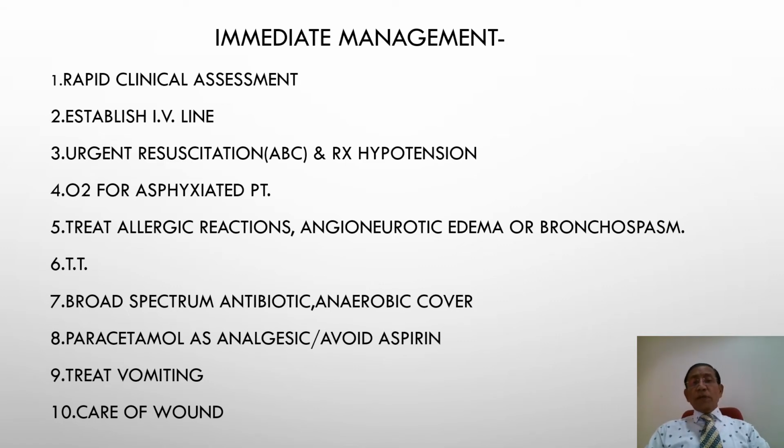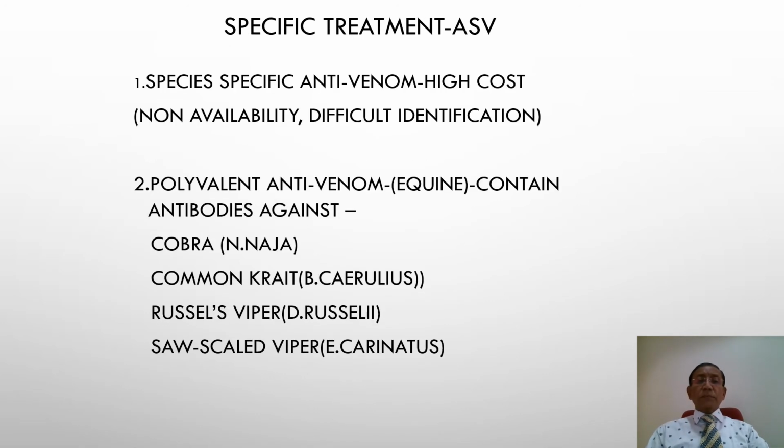Give tetanus toxoid. Broad spectrum antibiotics should be given with an anaerobic cover, because we don't know in which dirty condition the snake was. Paracetamol should be used as an analgesic. Avoid aspirin. Treat vomiting and take care of the wound. This is very important. Now, specific treatment is anti-snake venom.